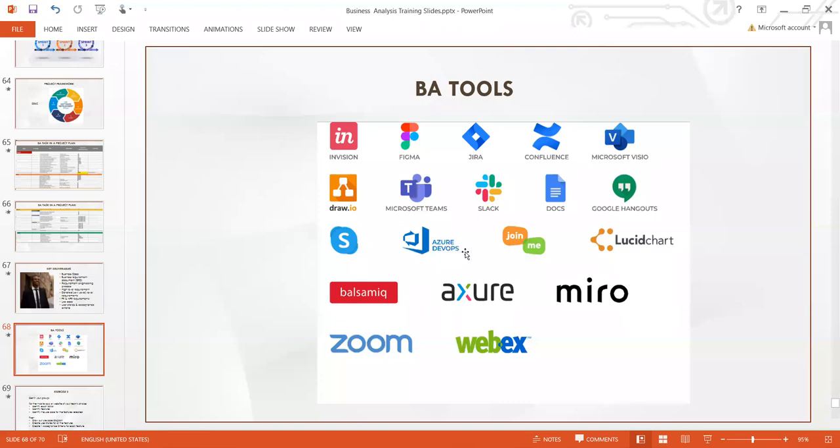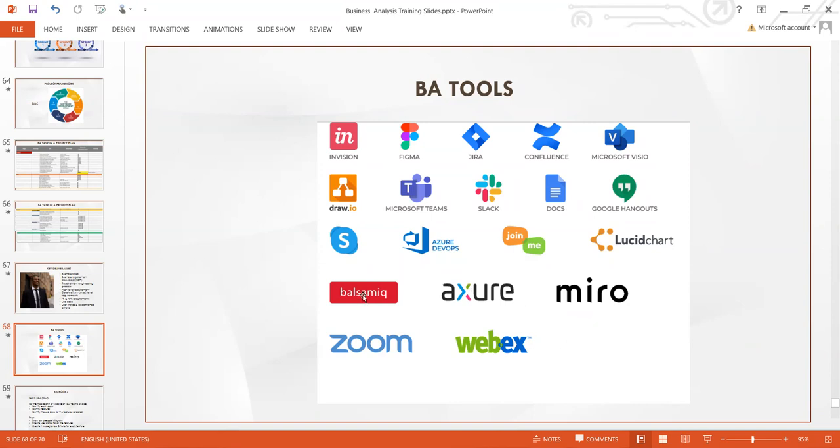Azure is for continuous process improvement. But the major ones here, which all of us know, are Draw.io, Jira, Visio, Lucid Charts, Zoom. Once you have all these ones, you are good to go. There's a lot of functions Lucid Chart, Visio, and Draw.io can do. So you need to look into it deeply.